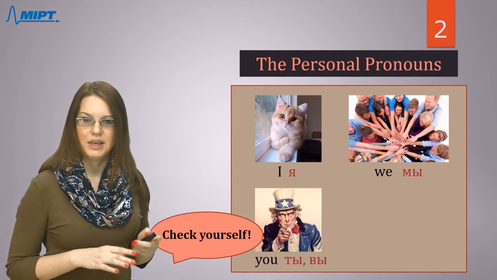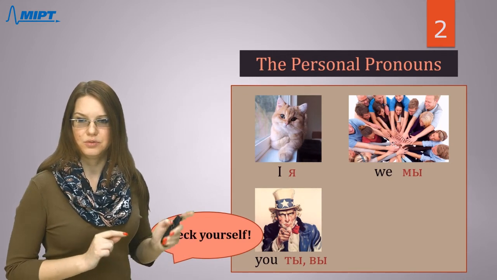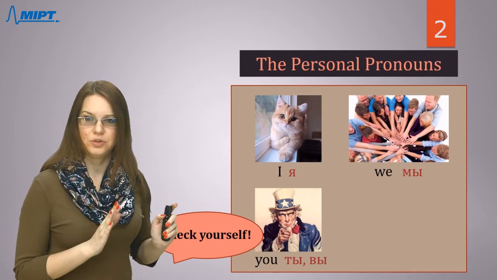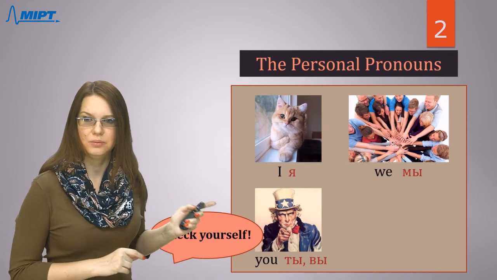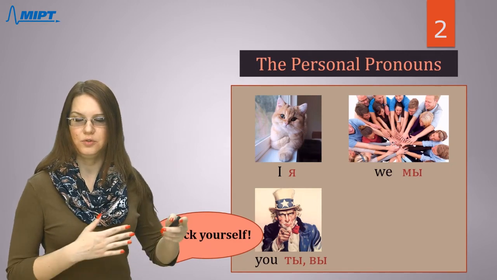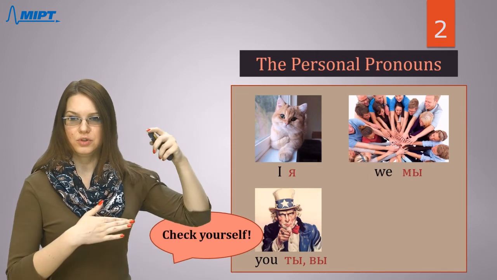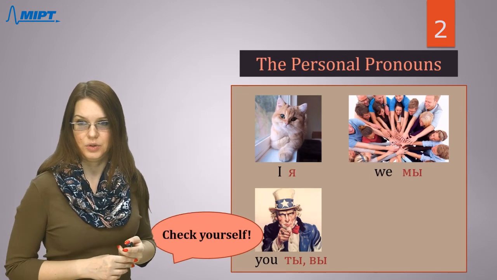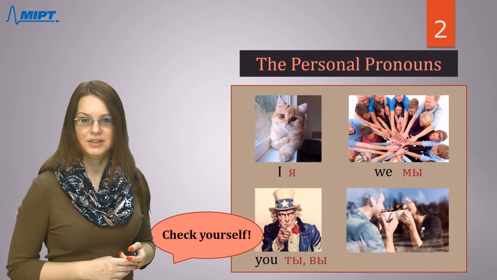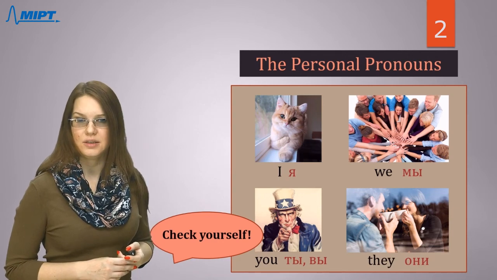or вы. Again, it's for singular, only for singular. Ты we use for informal situations, if you're talking to your friends, and Вы with a capital letter we use for formal conversations. If you're talking to your teacher, director, or a person who is older than you, you will say вы. And the last example, let's say they. Они.